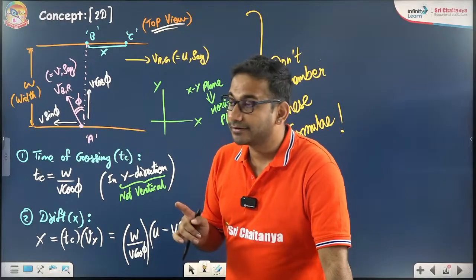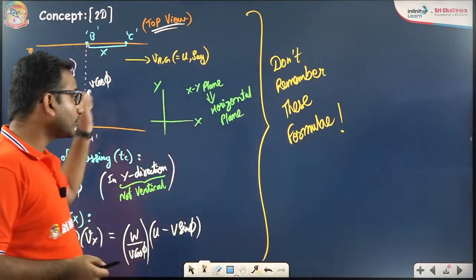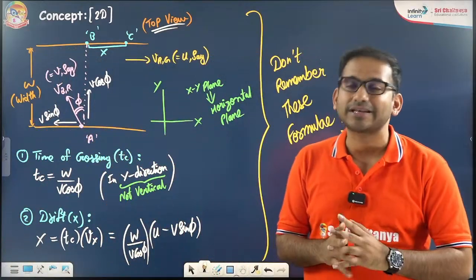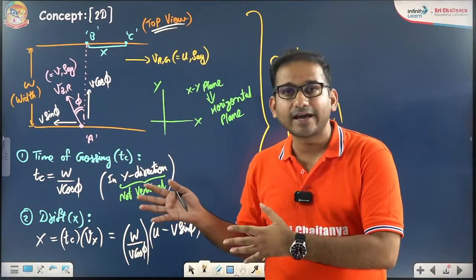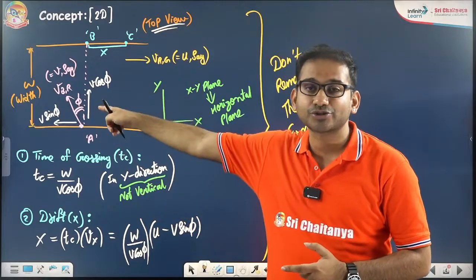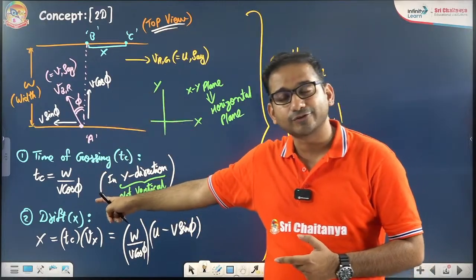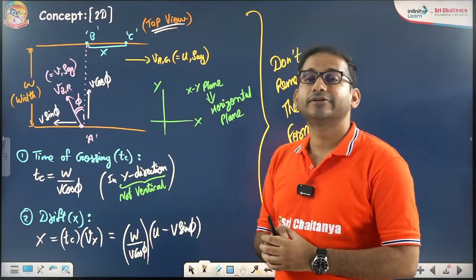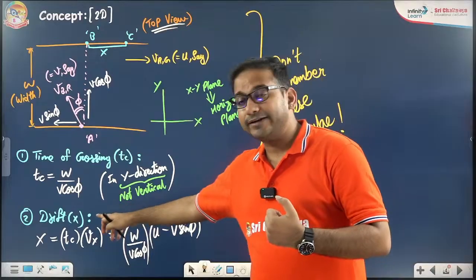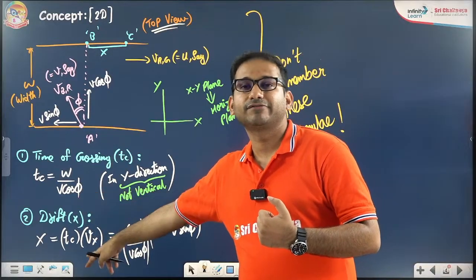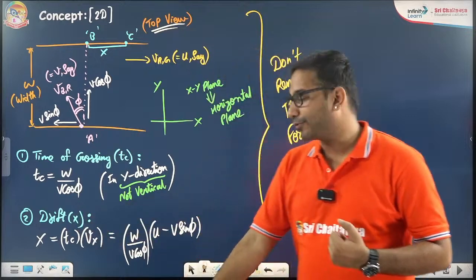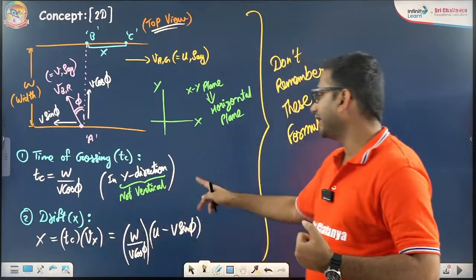So the thing is, I don't want you to remember any formula here, because it is a general case. We will read the question's language properly, make a rough diagram, then do the vector resolution. First of all, we will calculate the time of crossing. Then we will multiply it with the effective velocity in the direction of flow of the river, and we will get the drift. Okay, Vx multiplied with Tc gives the drift.